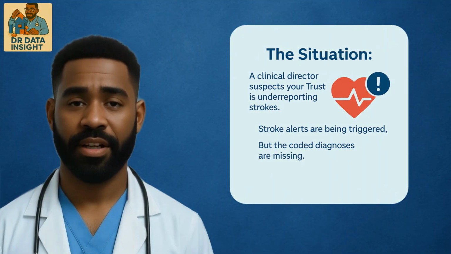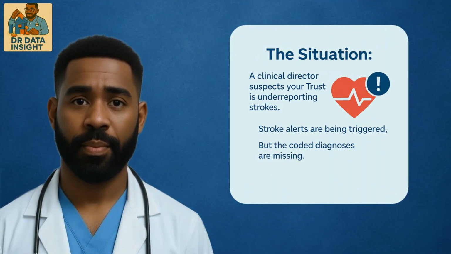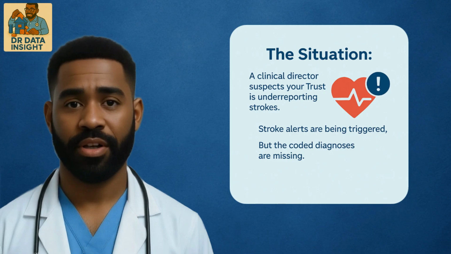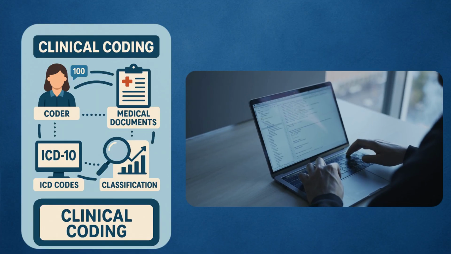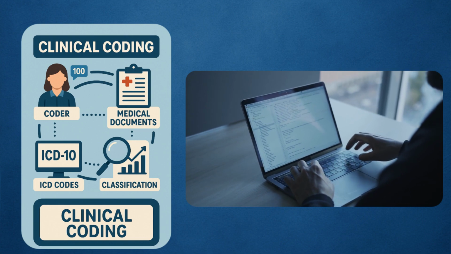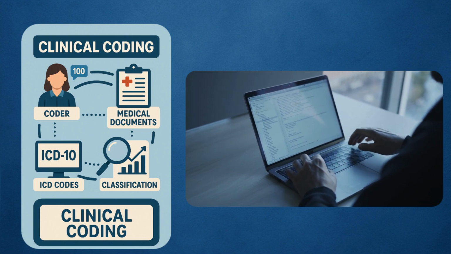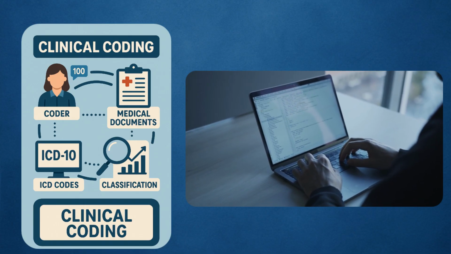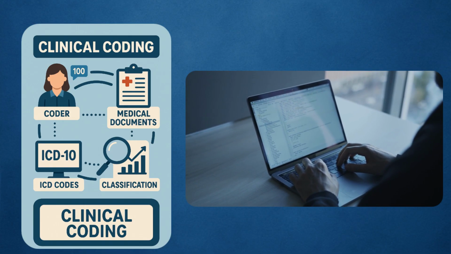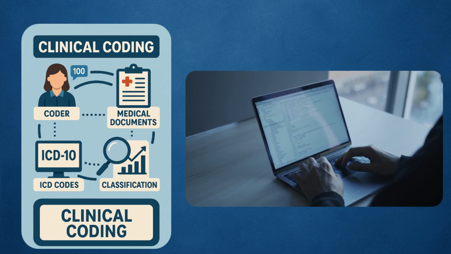Let's now consider our final situation. A clinical director suspects your trust is underreporting strokes. Stroke alerts are being triggered, but the coded diagnoses are missing. What you do: identify the correct ICD diagnosis. Extract recent admissions with diagnoses coded as G81, hemiplegia, I64, stroke, etc. Match these with clinical alerts or radiology logs if accessible.